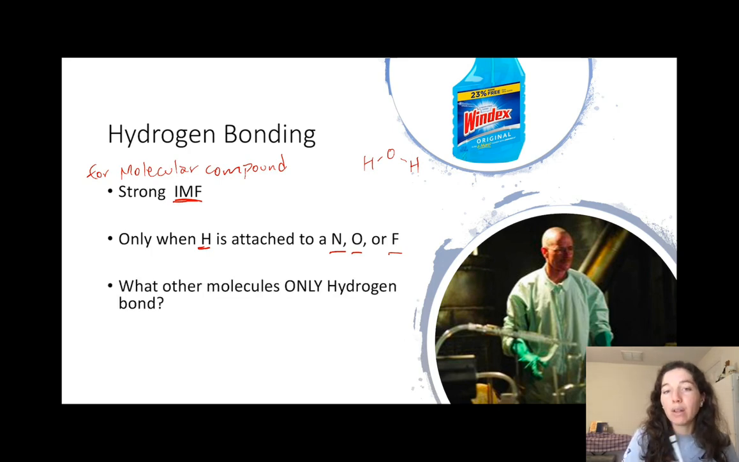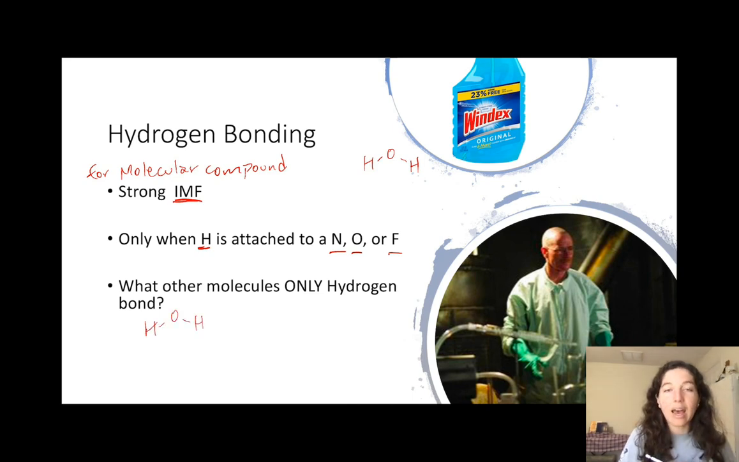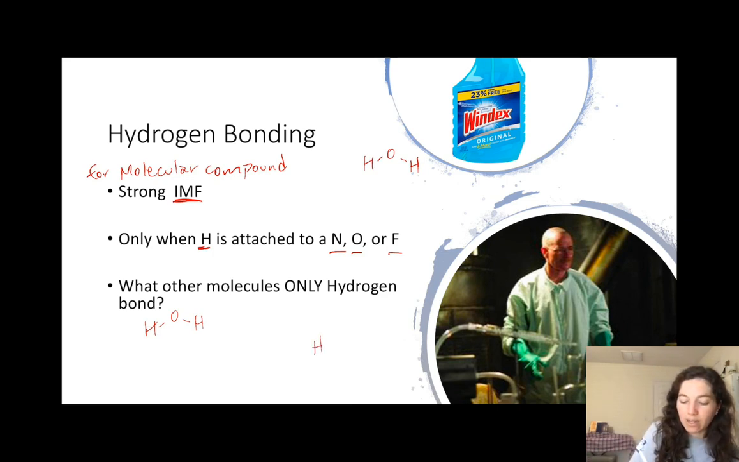So what other molecules besides our water can have hydrogen bonds? What other things might we be looking at here? There are only going to be two other ones that can exist. The only other types of molecules that can have hydrogen bonds are ones where we have our H stuck to an N or our hydrogen stuck to a fluorine. That's the only scenario in which you'll see this.